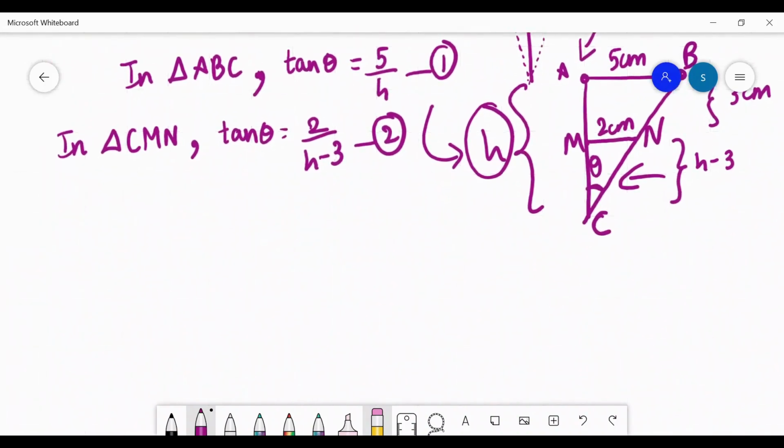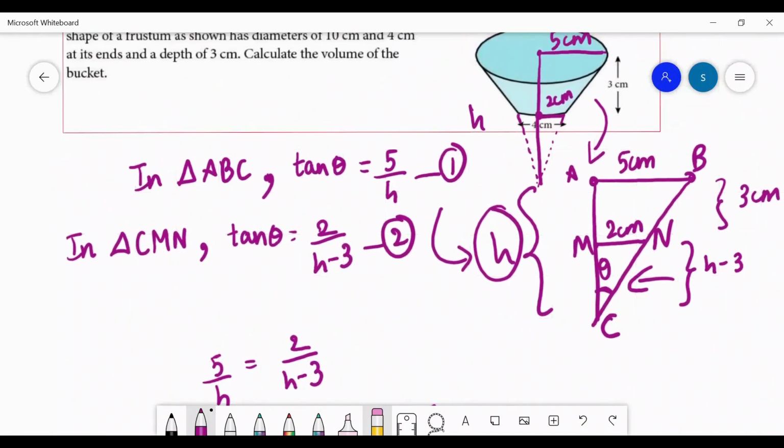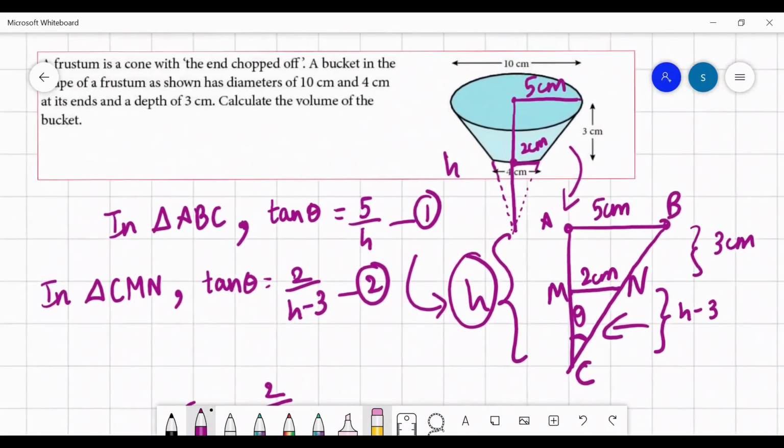When you equate 1 and 2, you end up with 5 by h equal to 2 by h minus 3. And when you simplify this, you just get h equal to 5 centimeters. Okay, so this is part of the problem solved. Now we know the height of the entire cone. So how to calculate the volume of the bucket now?